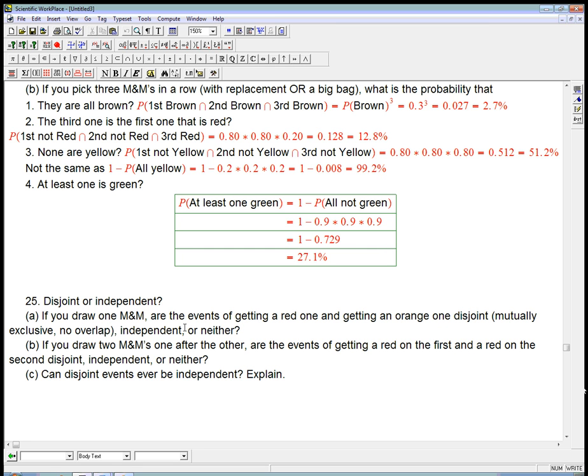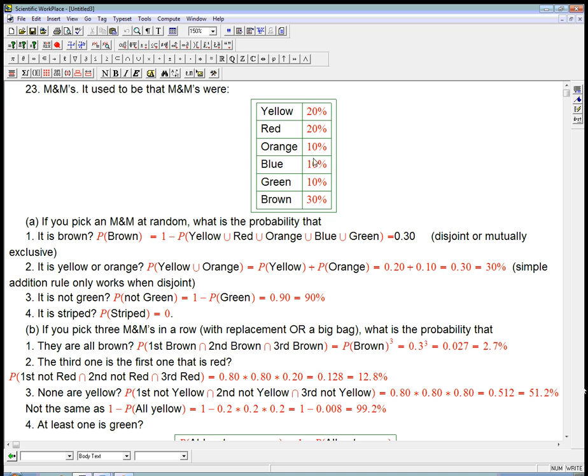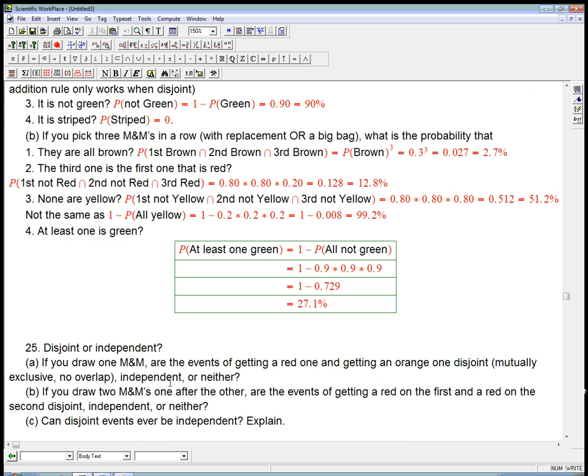Are they independent? Okay. If I know that I've got a red M&M in my hand, does that change the probability of whether it's orange? Well, absolutely. If I didn't know it was red, the probability of being orange would be 10%. If I know it's red, then the probability goes down to 0. So it's definitely not independent. Disjoint or mutually exclusive can never be independent. And in fact, they ask that down here, and we might as well skip to that. Okay, never, ever, ever.